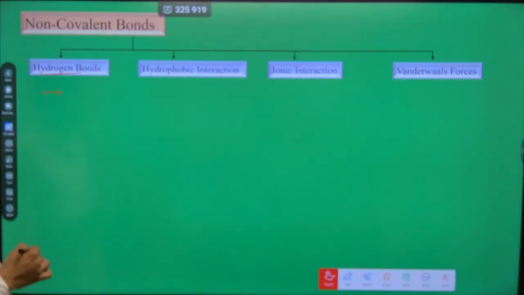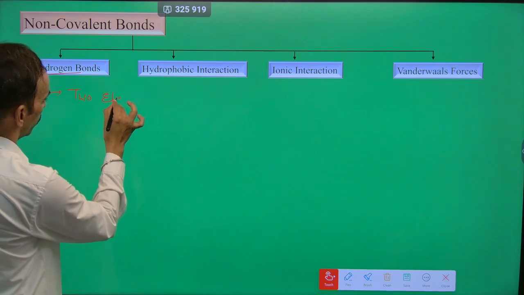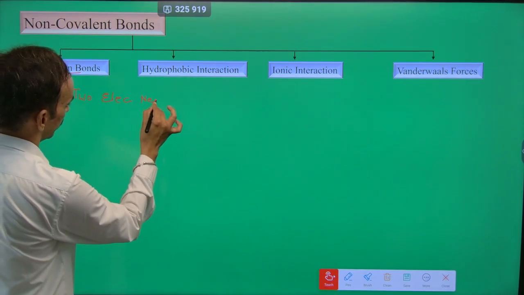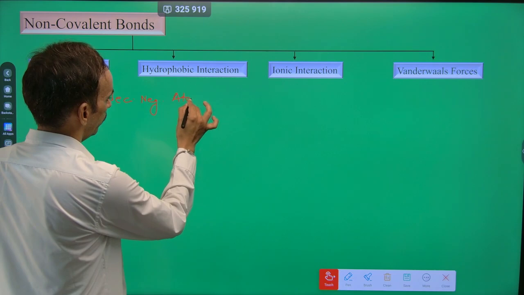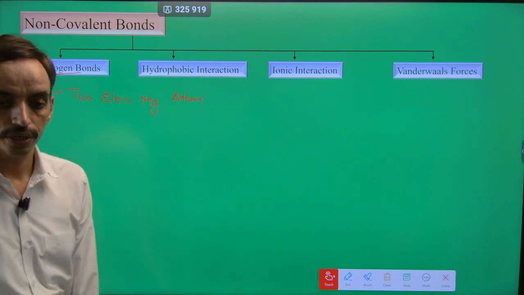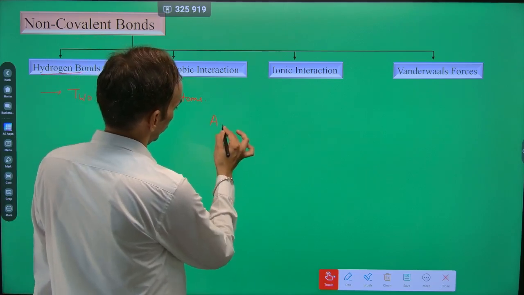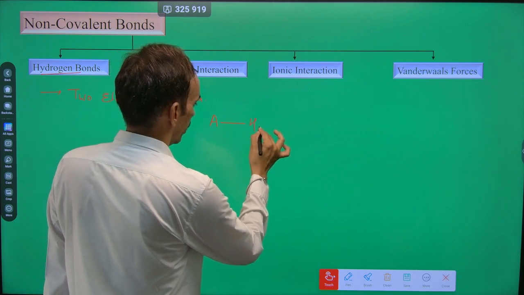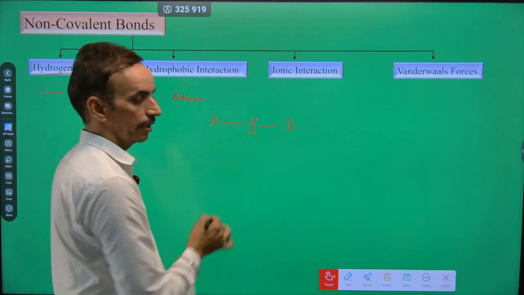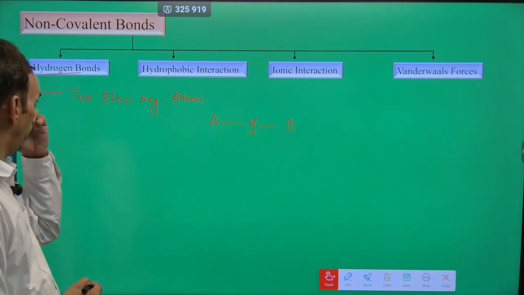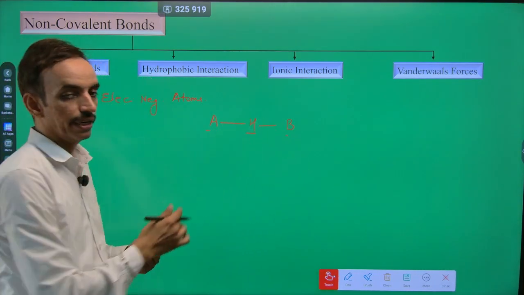The hydrogen bonds are generally formed between two electronegative atoms, in which one will act as the hydrogen donor while the other will act as the hydrogen acceptor. Like, A is an atom and it is sharing the hydrogen with atom B. So the sharing of hydrogen between the two atoms leads to the formation of hydrogen bonds, and both of these atoms are electronegative.